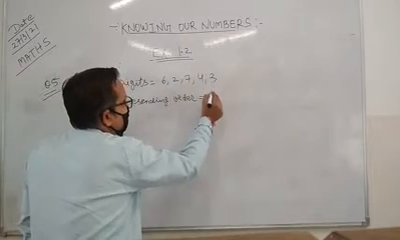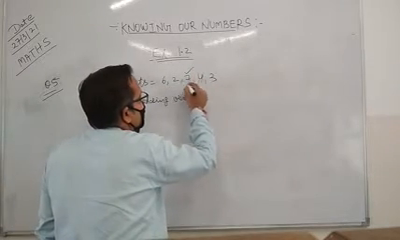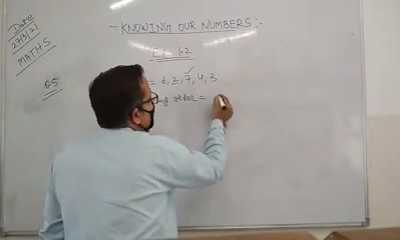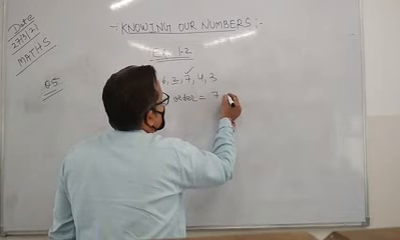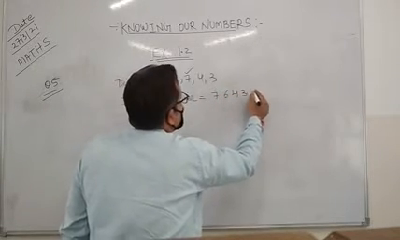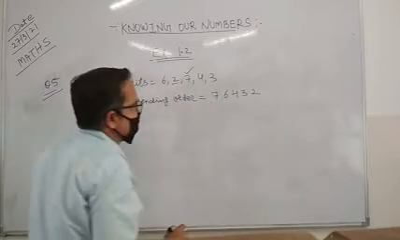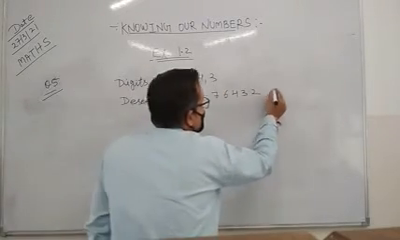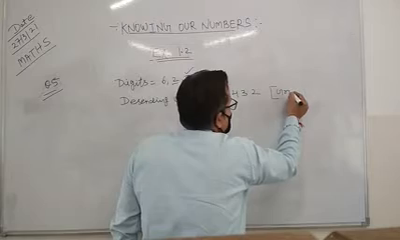So if you arrange in descending order, that means 7 is the highest one and the lowest one is 2. So we will arrange them 7, 6, 4, 3, 2. If you are arranging in descending, then we will get the descending order. That means this is the greatest one.